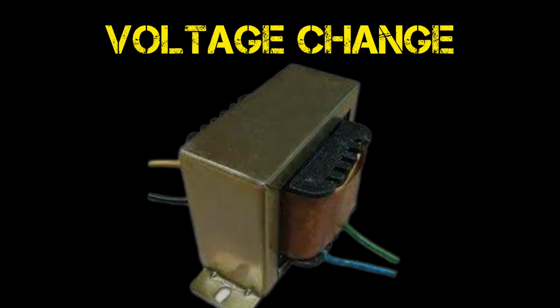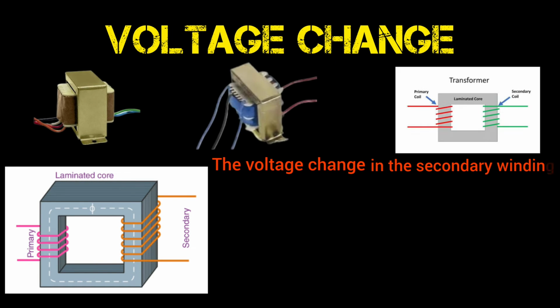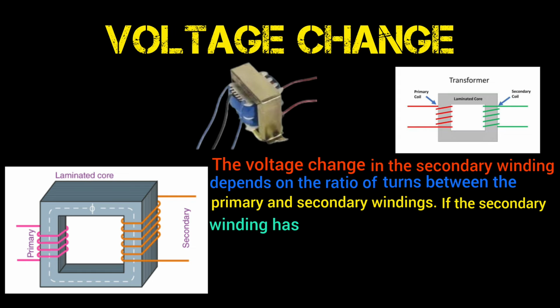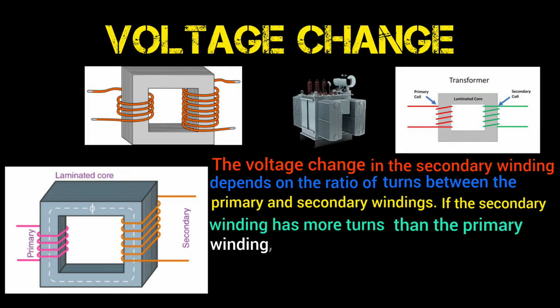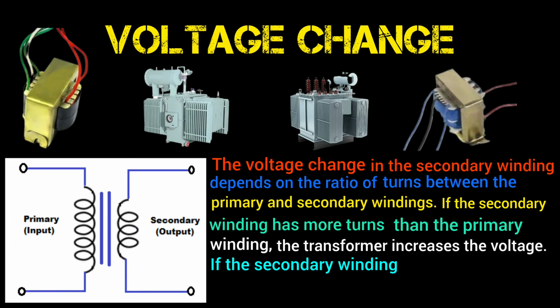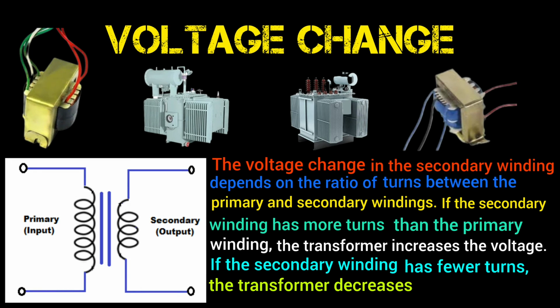Voltage change. The voltage change in the secondary winding depends on the ratio of turns between the primary and secondary windings. If the secondary winding has more turns than the primary winding, the transformer increases the voltage. If the secondary winding has fewer turns, the transformer decreases the voltage.